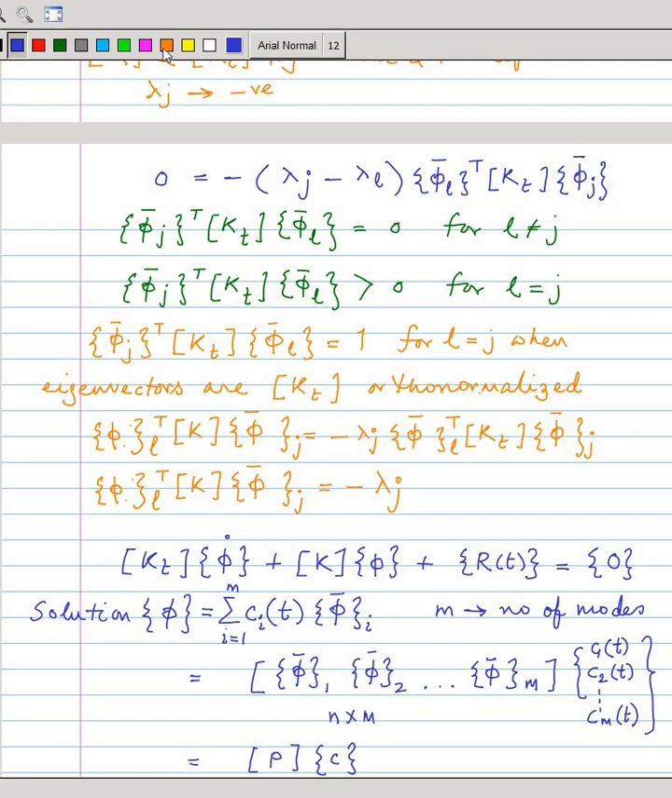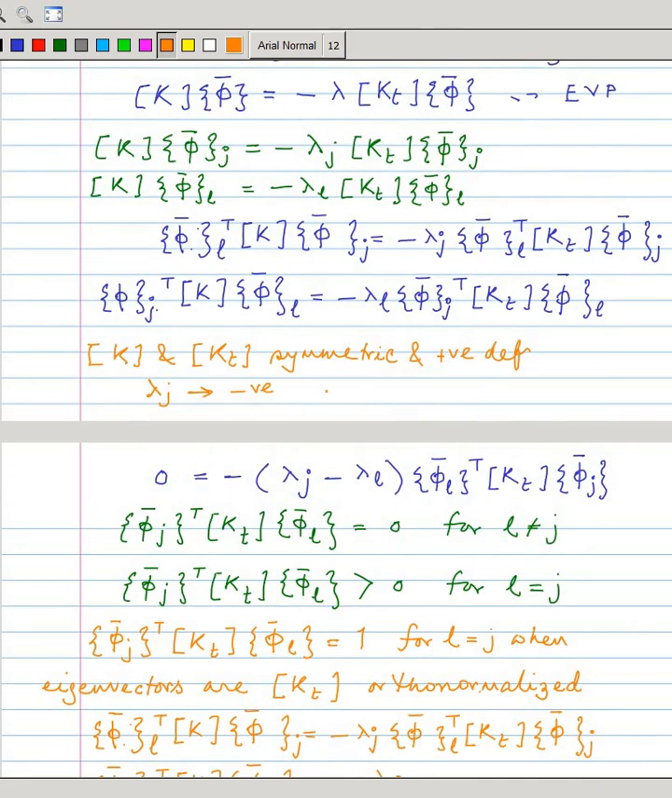Now suppose here, if you see this term which you have already got, then this is minus lambda j phi l transpose kt phi j, and this is 1. That means this is actually minus lambda j.